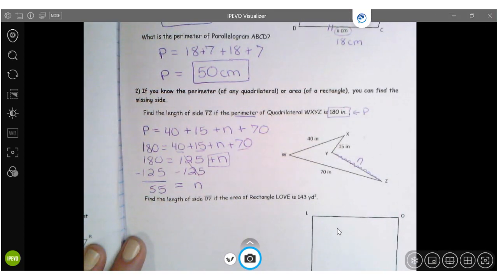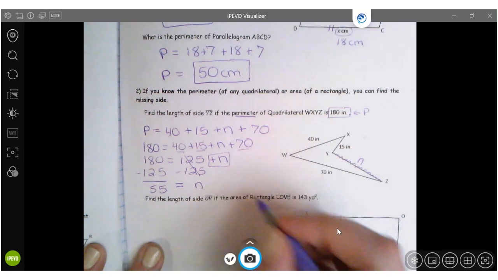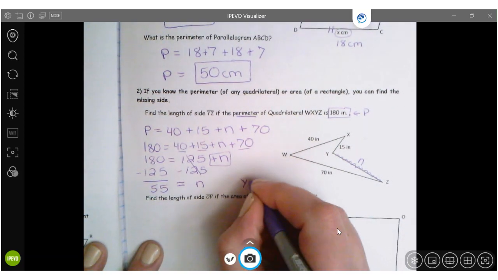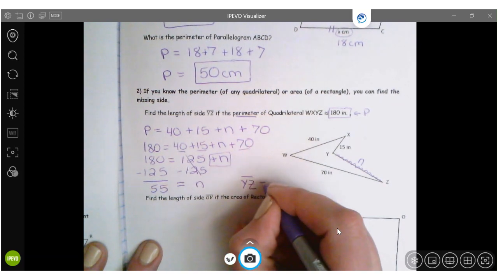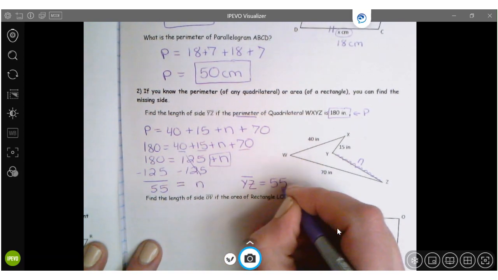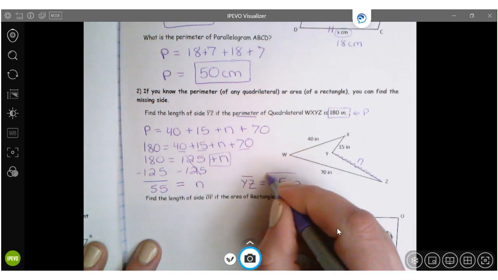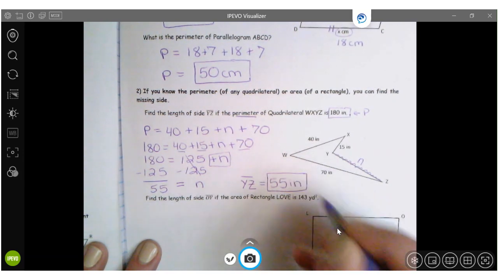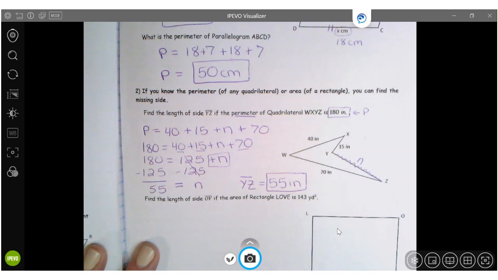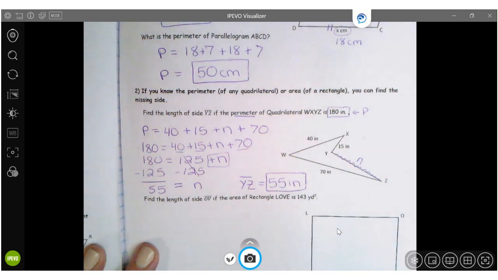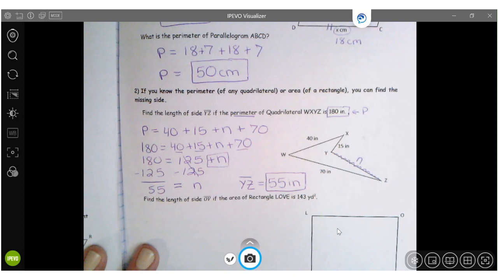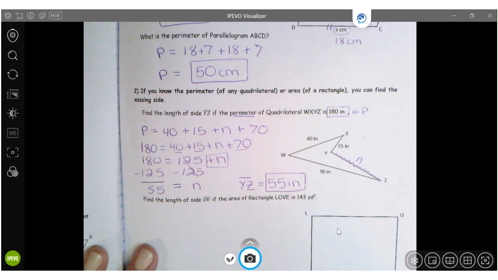So we were looking for the length of side YZ. I'm going to say side YZ equals 55, and these were inches that we were dealing with here. So I combine the sides that I know the length for, and I subtract it from the perimeter. That's kind of summarizing the steps to do that. It works by creating that equation that I am going to solve.